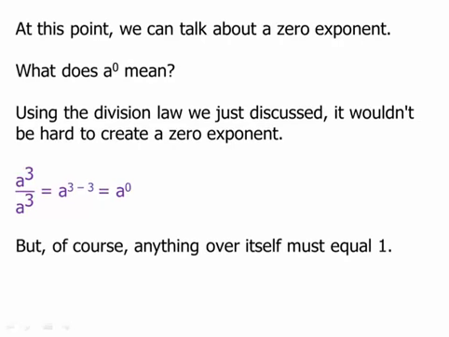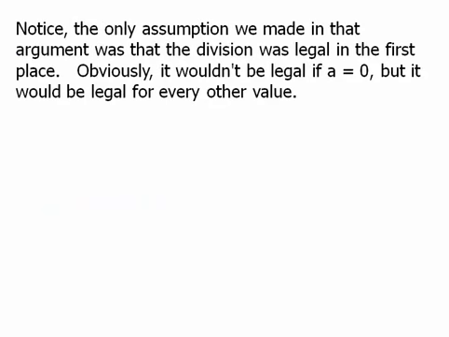But, of course, anything over itself must equal 1. A to the 3 over a to the 3. That's something over itself. That has to equal 1. So a to the 0 equals 1. Now, is this law always true? Notice the only assumption we made in that argument was that the division was legal in the first place. Obviously, it wouldn't be legal if a equals 0, but it would be legal for every other value. So we can say if a is unequal to 0, then a to the 0 equals 1.